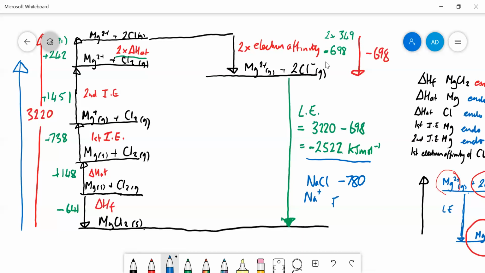Remember the old equation? The force between the ions is the charge on one ion times the charge on the negative ion, divided by R squared, where R is the separation of the ions. So we've worked out, using the Born-Haber cycle, the value for the lattice enthalpy of formation of magnesium chloride.